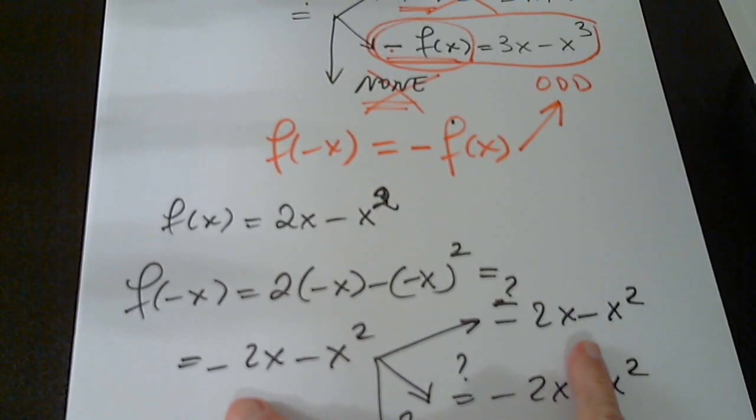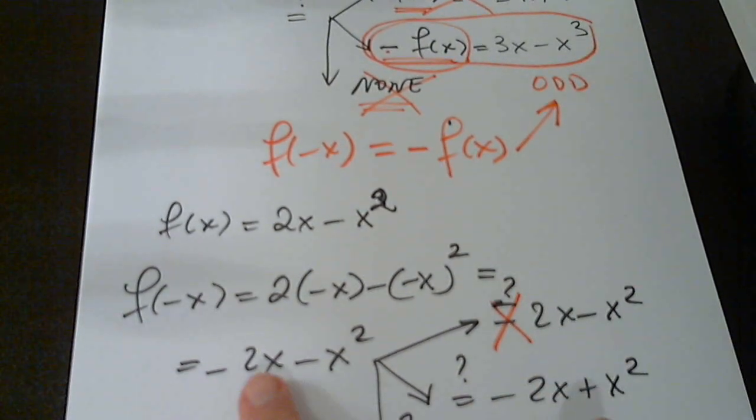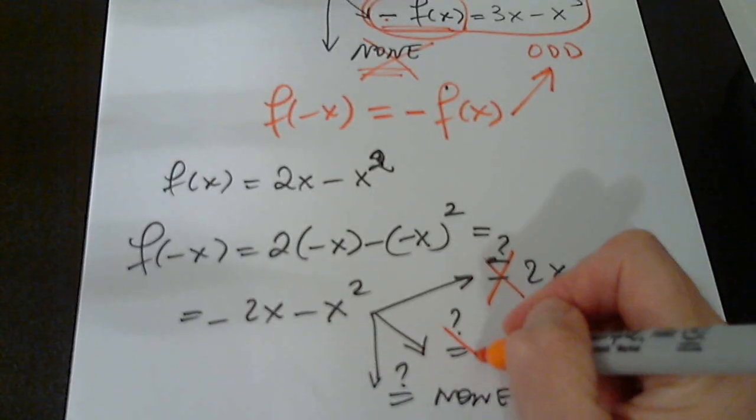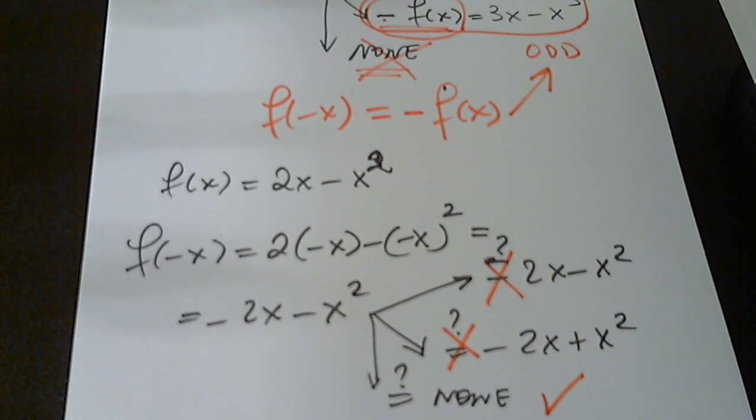When I compare these two, I see nope. Negative 2x minus x squared does not equal 2x minus x squared. Are these the same? Nope. Negative 2x minus x squared versus negative 2x plus x squared, nope. They're not the same. So it is the third one. Very good question.